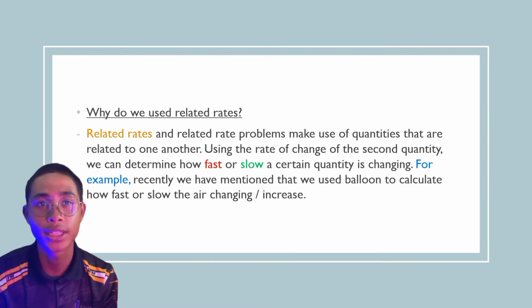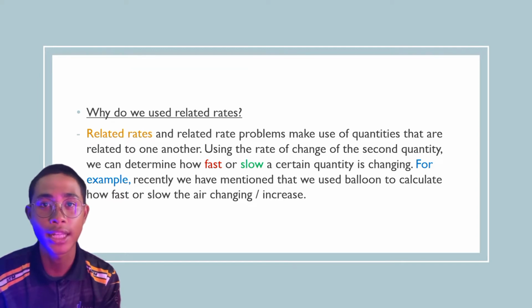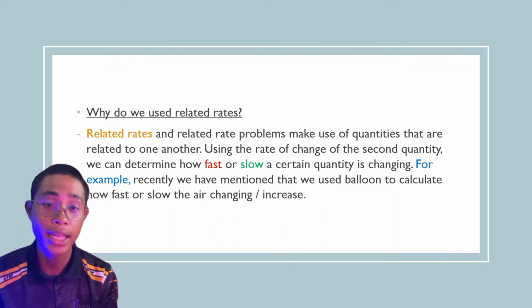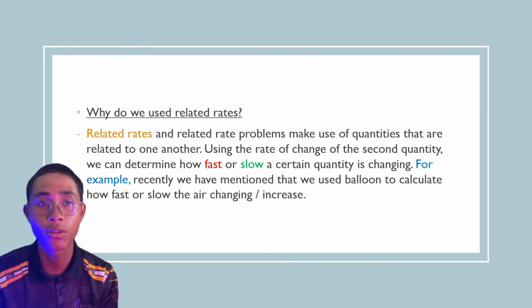Why do we use related rates? Related rates and related rate problems make use of quantities that are related to one another. Using the rate of change of the second quantity, we can determine how fast or slow a certain quantity is changing. For example, recently we have mentioned that we used a balloon to calculate how fast or slow the air is changing or increasing.